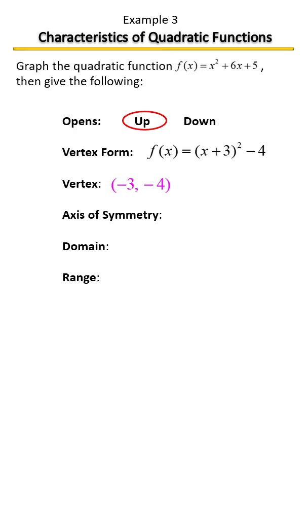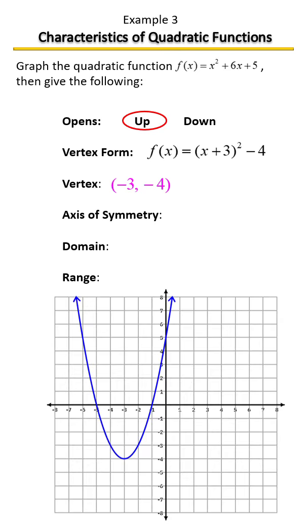Let's continue on identifying some other characteristics here. How about the axis of symmetry? So we don't even need to see our graph to know where that is. Just look at our x value and put it in equation form. So that would be x equals negative 3.